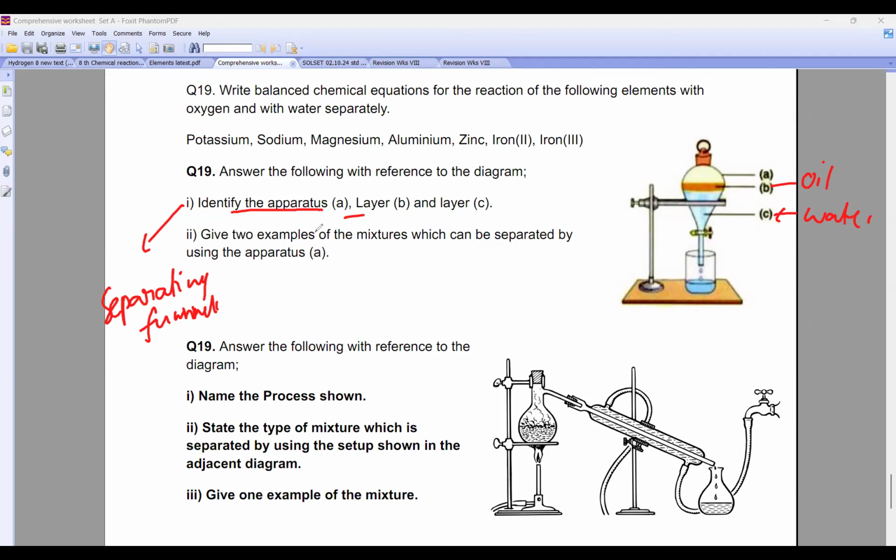Two examples of the mixture which can be separated using this apparatus. Oil and water. Kerosene and water. Oil, kerosene, water. Right, beta? Two examples we wanted to give.